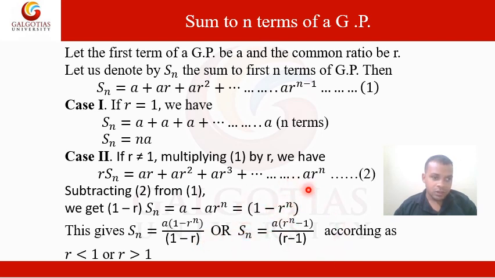In a similar way, I can reverse the order of the terms, so we get a times (r to the power n minus 1) by (r minus 1). So when r is less than 1, we use the sum of a geometric progression by using the first formula. And if you have r greater than 1, then in that case you can use this formula.